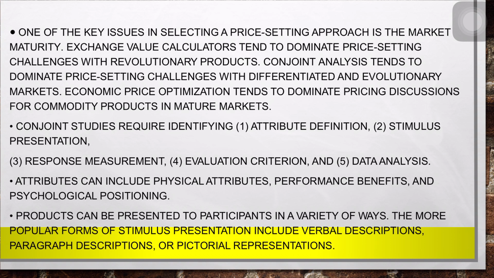Attributes can include physical attributes, performance, benefits, and psychological positioning. Products can be presented to participants in a variety of ways. The more popular forms of stimulus presentation include verbal descriptions, paragraph descriptions, or pictorial representations.